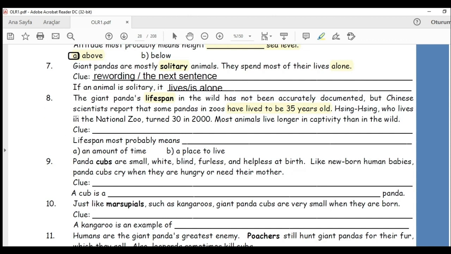So this text generally is about how long the life of a panda is, the life of pandas. So the clue is the text, right? It's given in the text, the context. Lifespan most probably means not the place, but the amount of time that an animal lives.